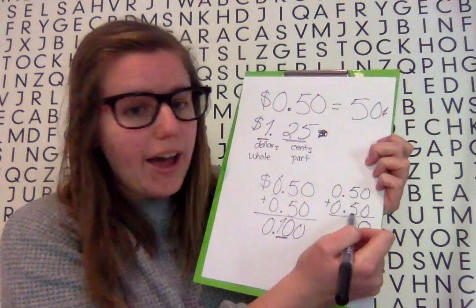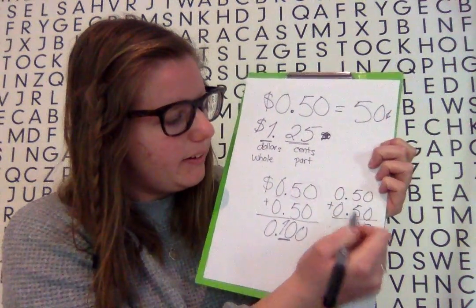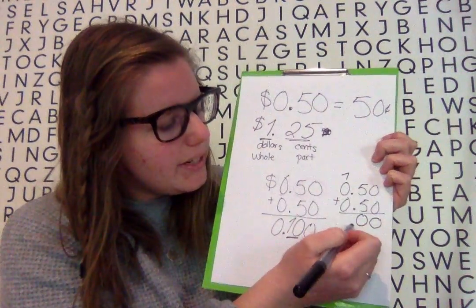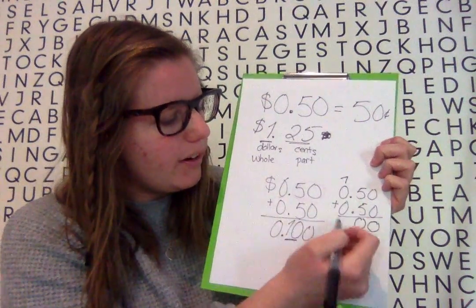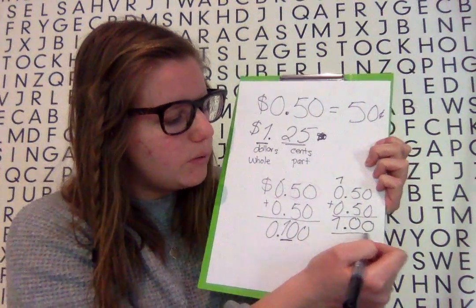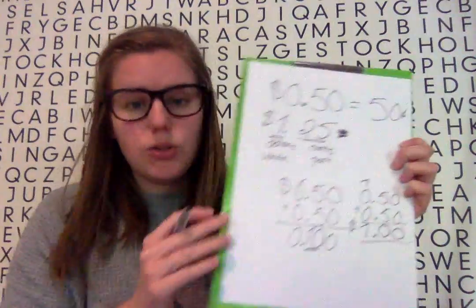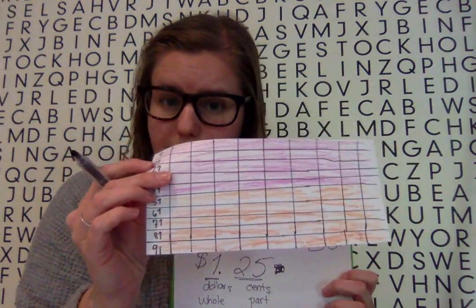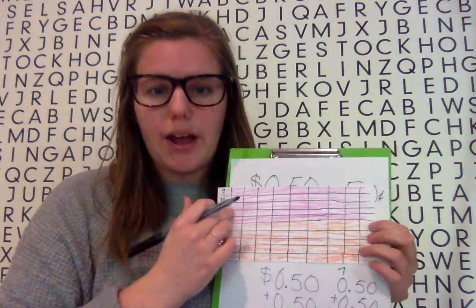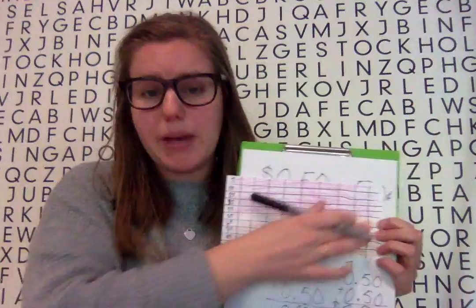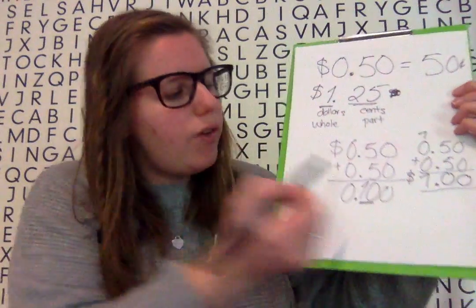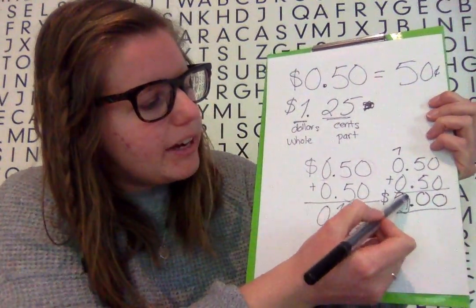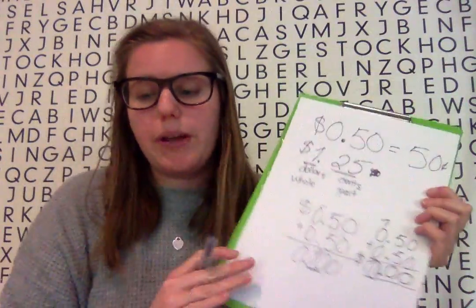We know that 5 plus 5 is 10. And we need to bring down the decimal. We cannot move it. And 1 plus 0 is 1. So we would have $1. And we can see that we have 100 cents. But because 100 cents equals a whole dollar, as we can see by my whole dollar being colored, we move our 1 to the other side of the decimal point to show we have $1 colored.